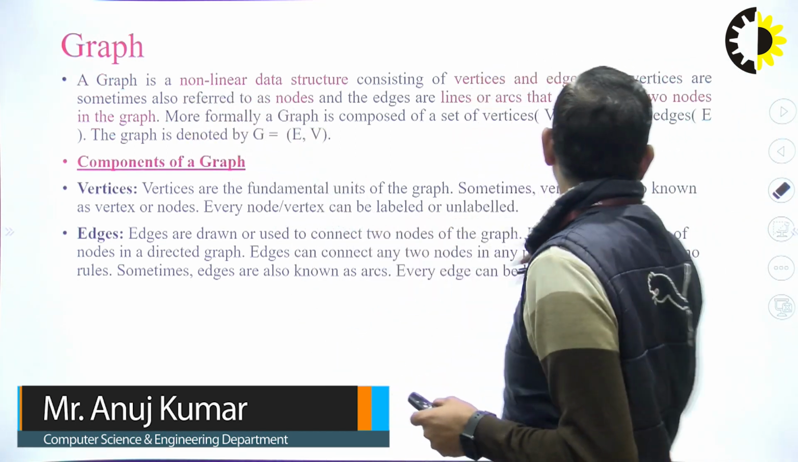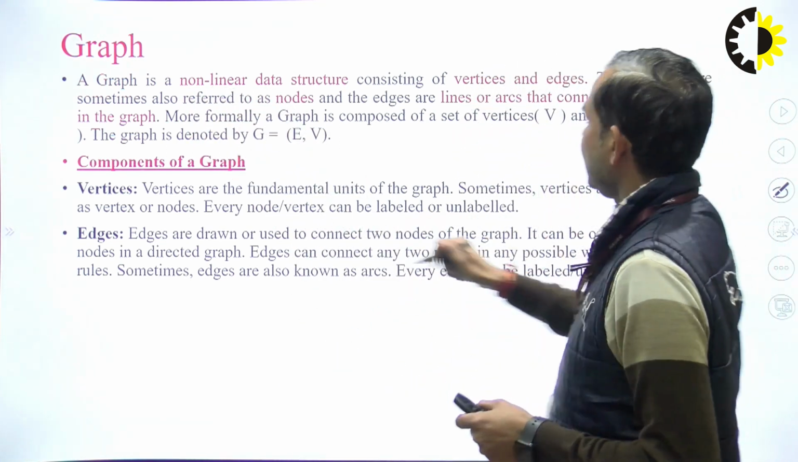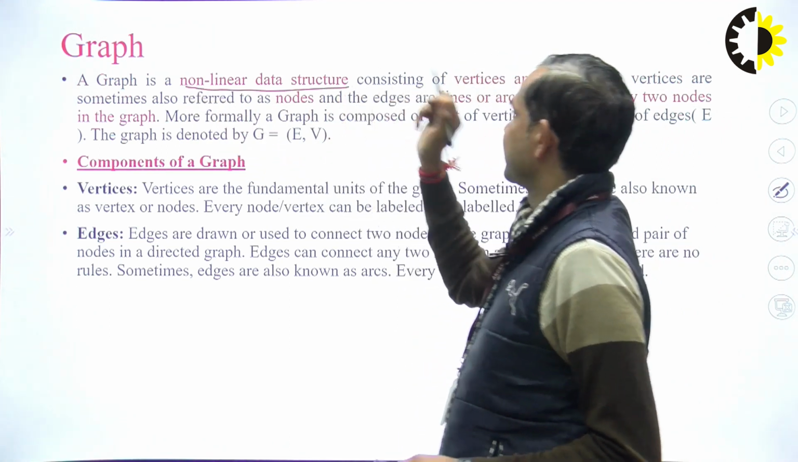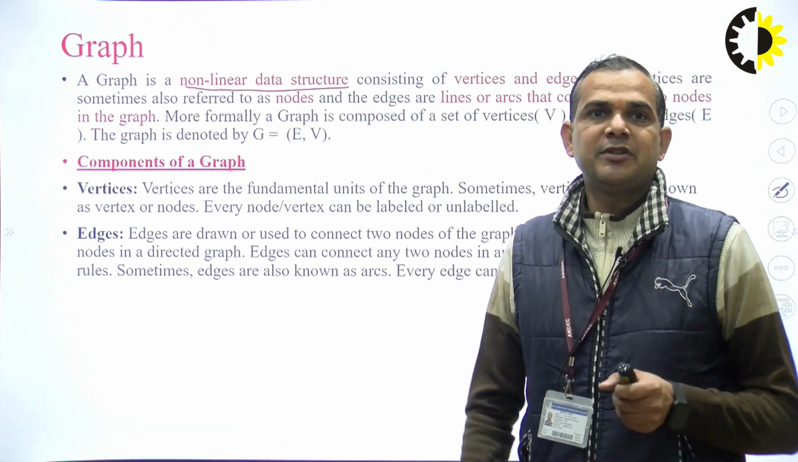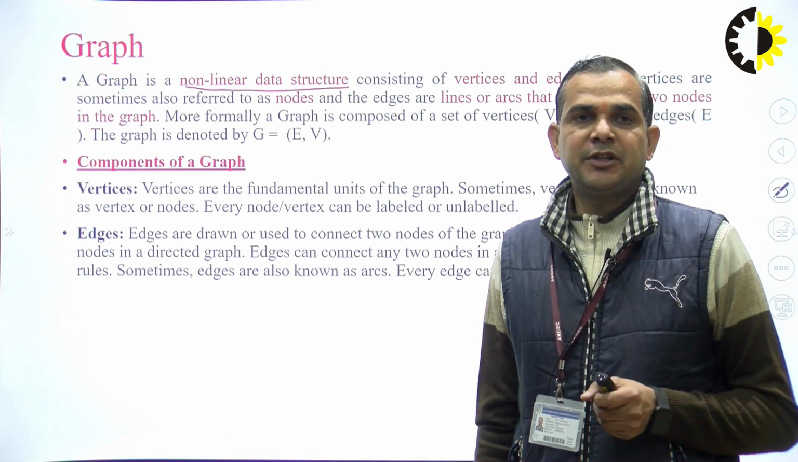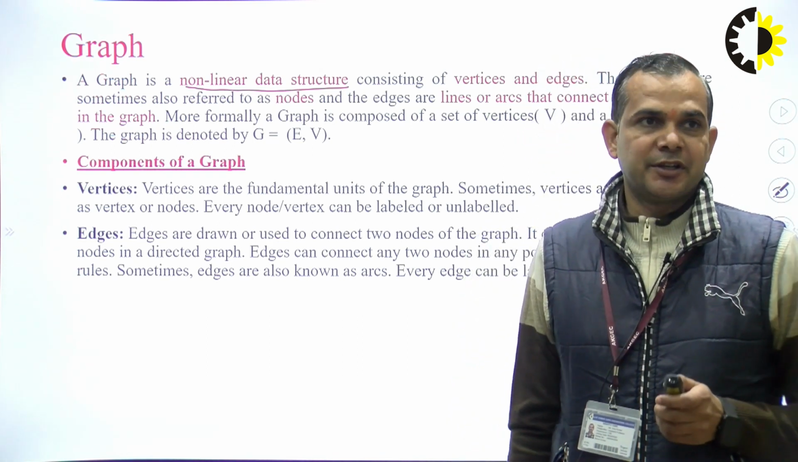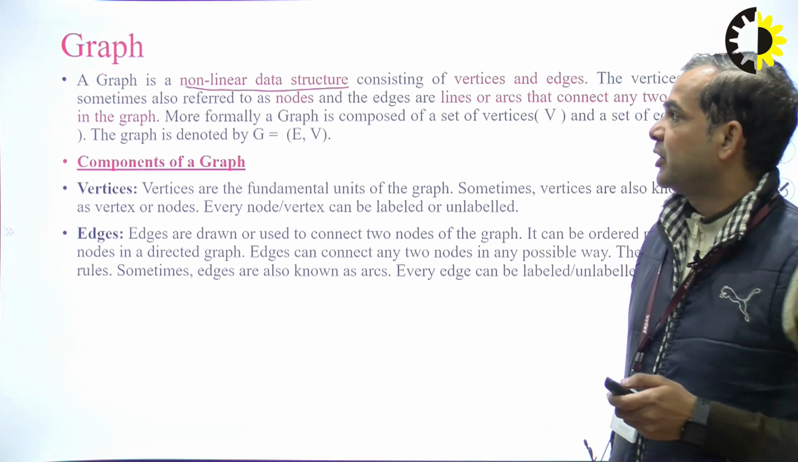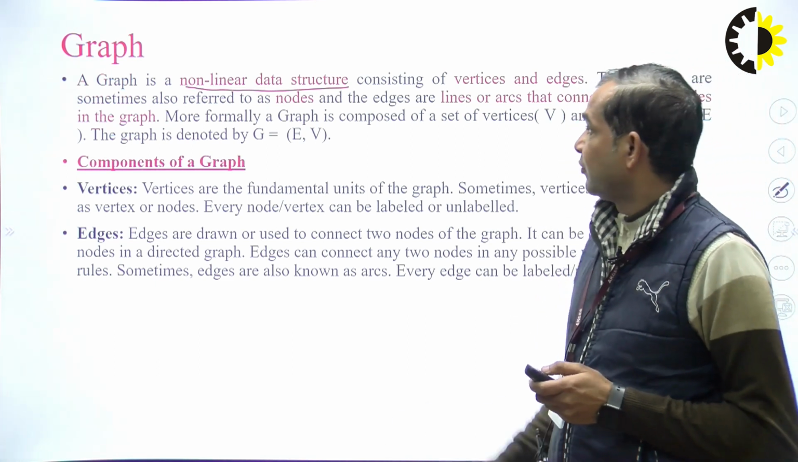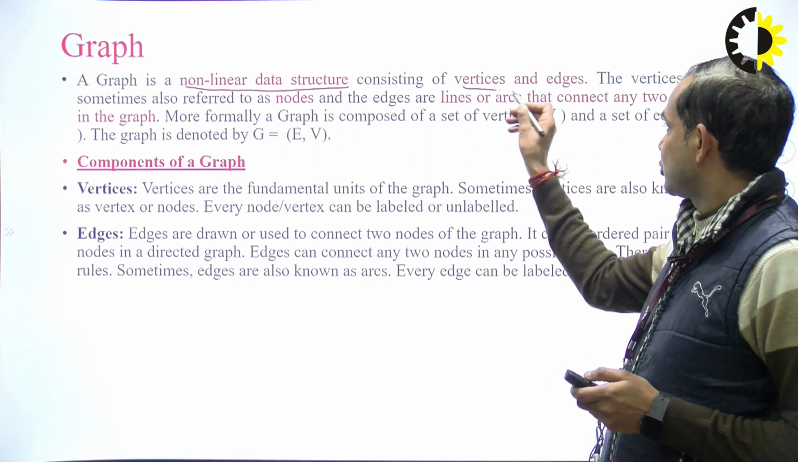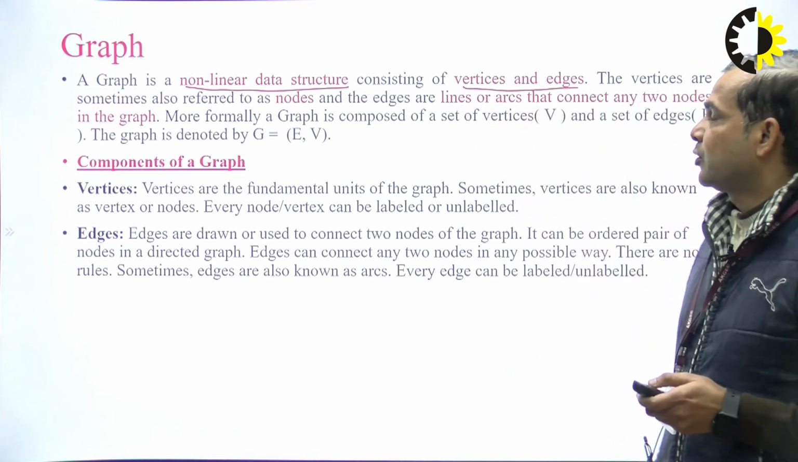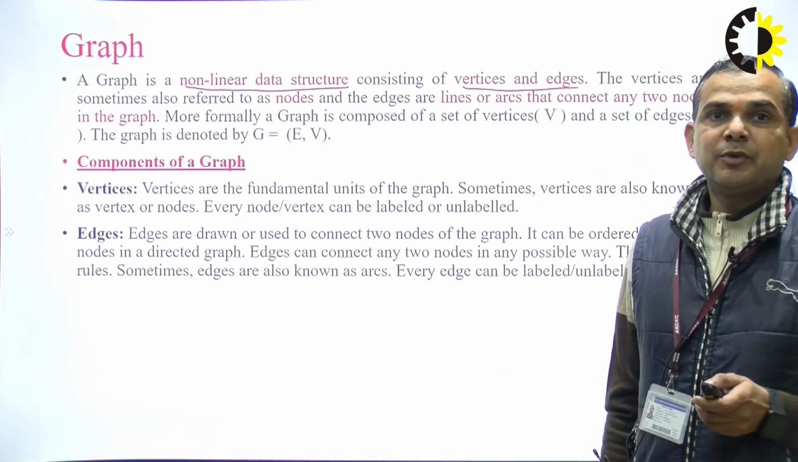What is a graph? A graph is a nonlinear data structure. There are two types we discussed earlier in data structure: one is the linear data structure and the second one is the nonlinear data structure. So graph is a part of the nonlinear data structure, where a graph consists of two things: one is the set of vertices, and the second one is the set of edges.